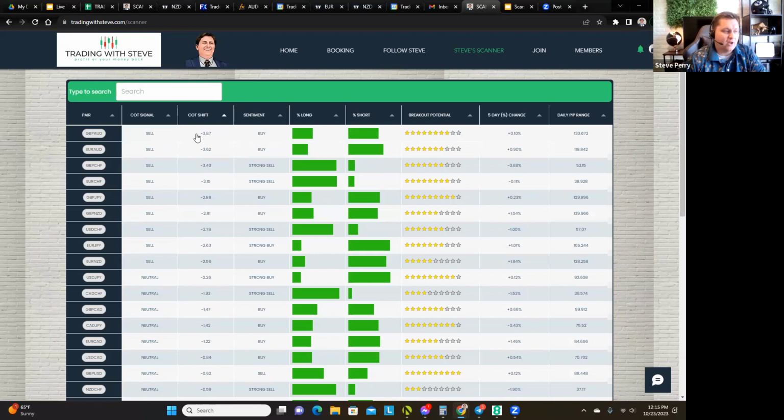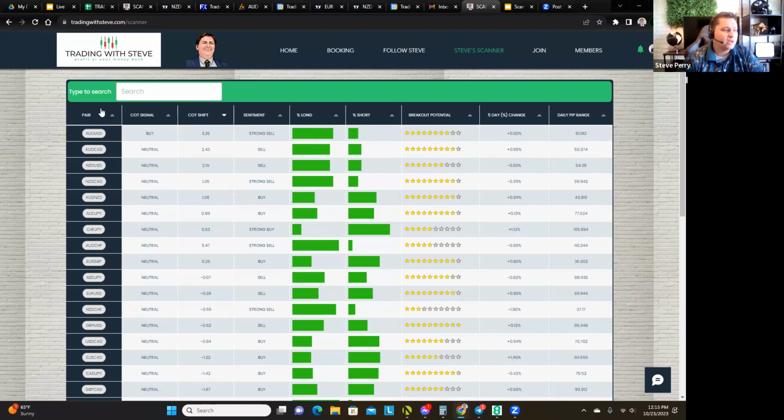Does that mean the pound Aussie is going to go down right this very second? No. In fact, it can go up. It can go against you. It actually doesn't even have to work at all. Nothing's guaranteed. But what I am saying is that when you are looking at the shift here, generally you want to find the currency pairs with the biggest shift.